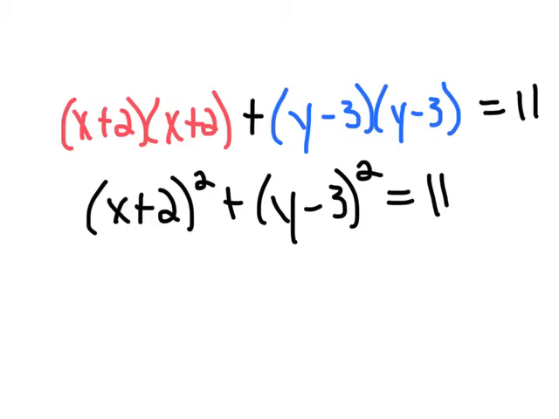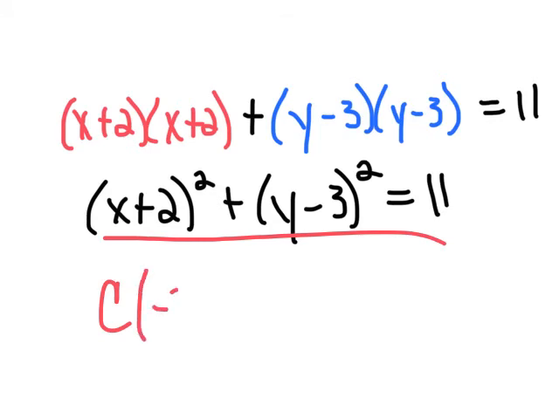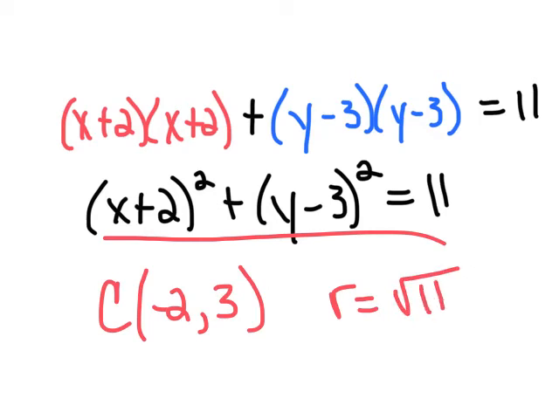And this is now in the standard form for a circle. From there you can pull the center off and say the center is going to be -2, +3, and the radius is always the square root of the other side. So the radius is the square root of 11. And that's it. We'll do one more example to walk through.